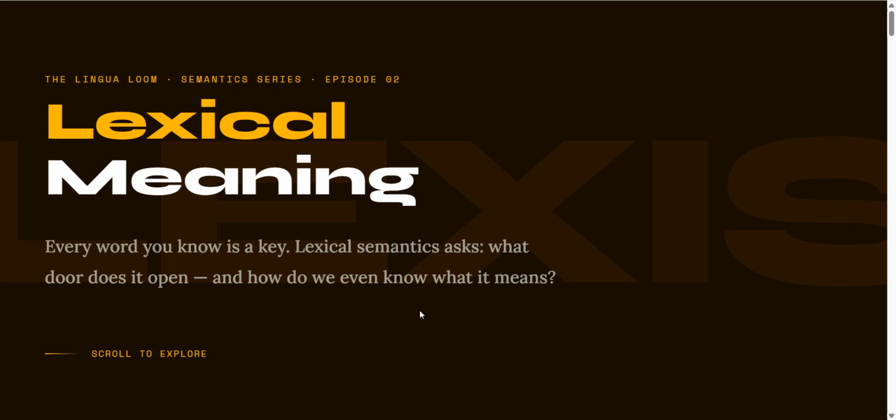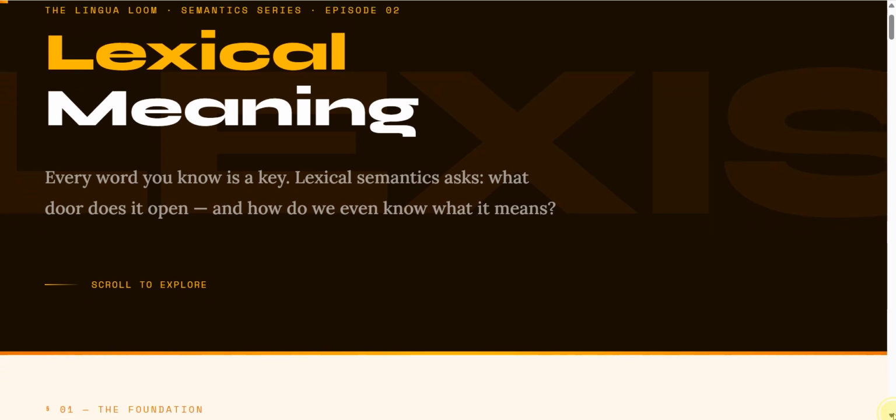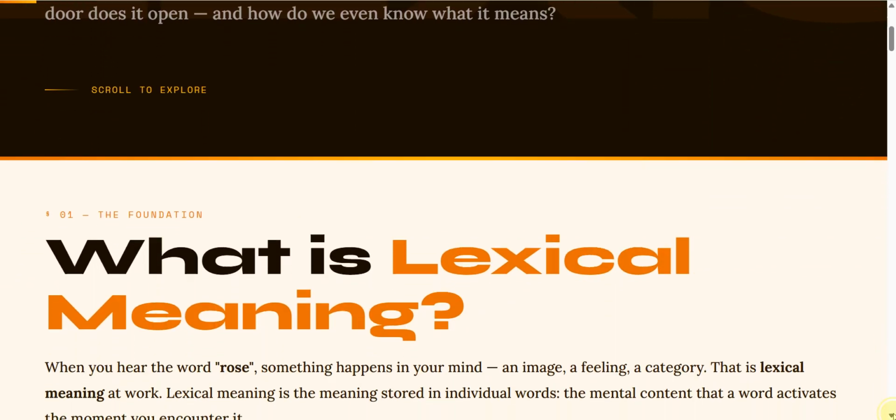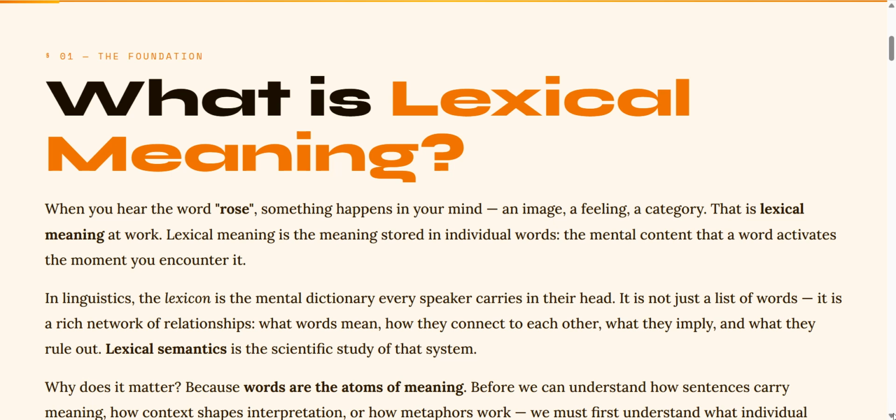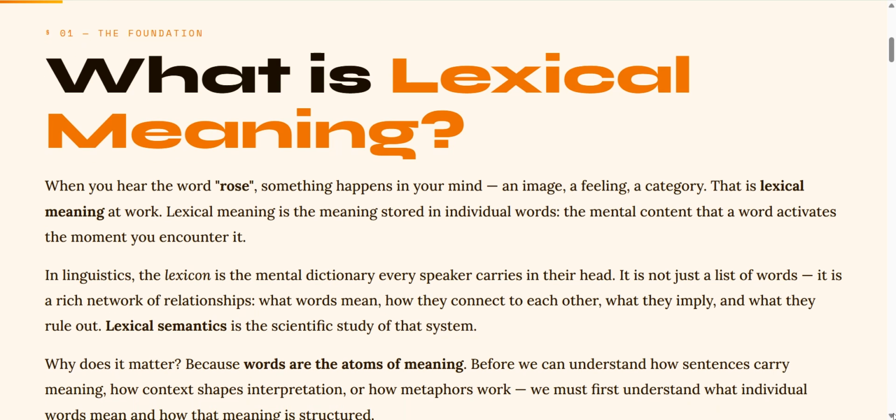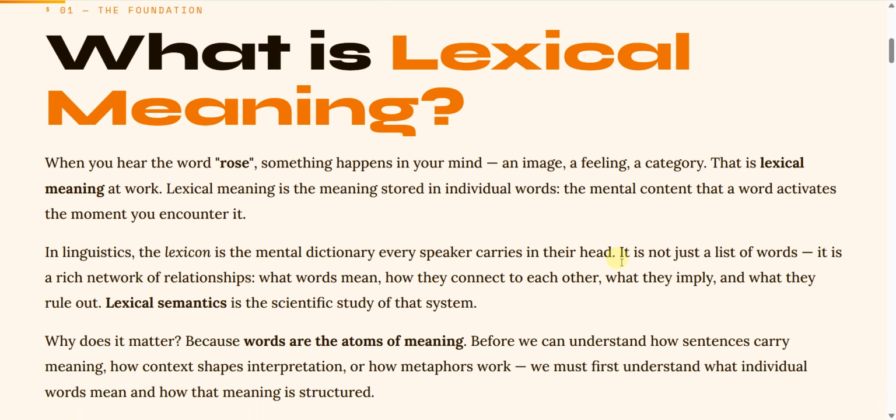So every word you know is a key. Lexical semantics asks what door it opens, and how do we even know what it means? It is one of the important topics of semantics. So let's first start with the foundation. What is lexical meaning?